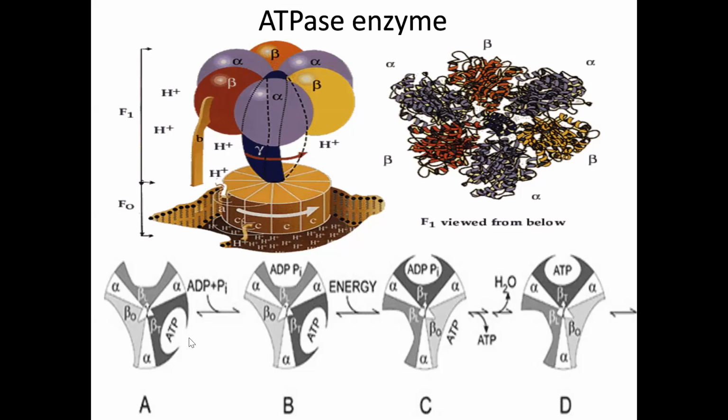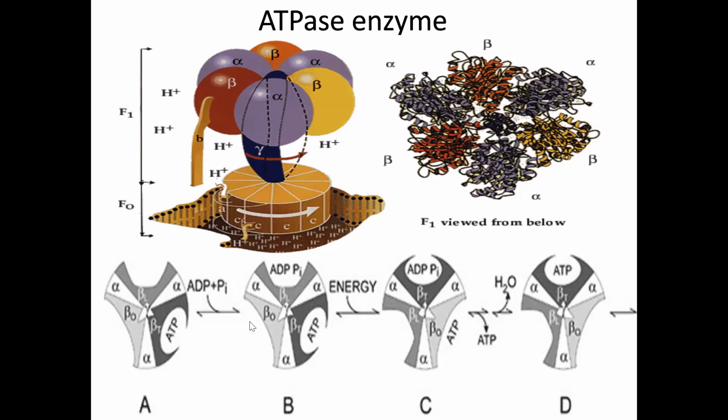The second picture on the slide shows the F1 portion with 3 alpha units alternating with beta O, which is referred to as open, beta L, which is referred to as loose, and beta T, which is referred to as tight. Normally, ADP and inorganic phosphate get loosely bound at beta L, and the formed ATP is tightly bound to beta T.